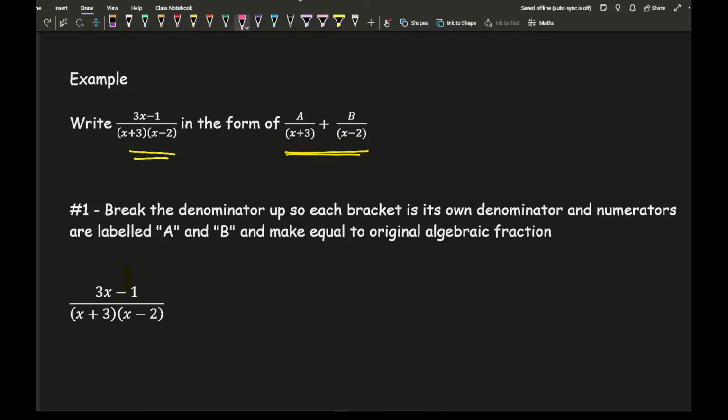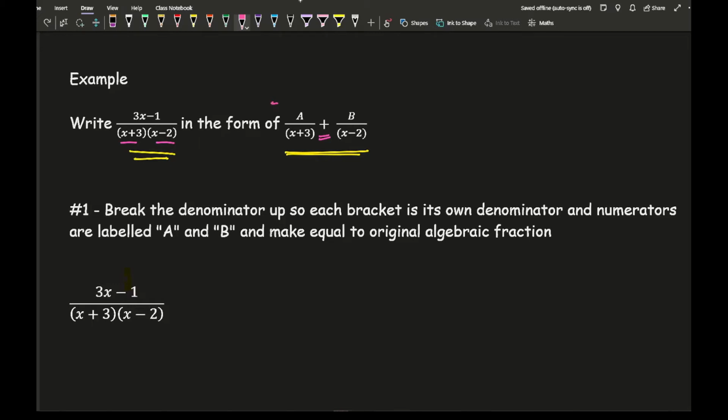Now as you can see here I've got one bracket and I've got another bracket. So with the first bracket I'm going to have that over A, and with the second bracket I'm going to have that over B. And again, we always try and stick with the plus. Now, in your final answer, this middle sign may end up being a negative, but that'd be the case if B is negative, or you may end up with A being negative, in which case you might end up with a minus there.